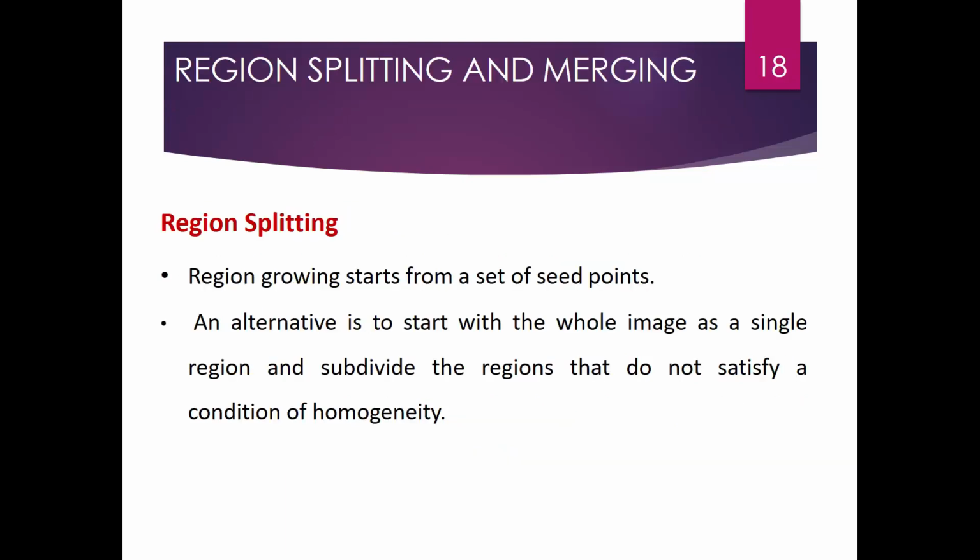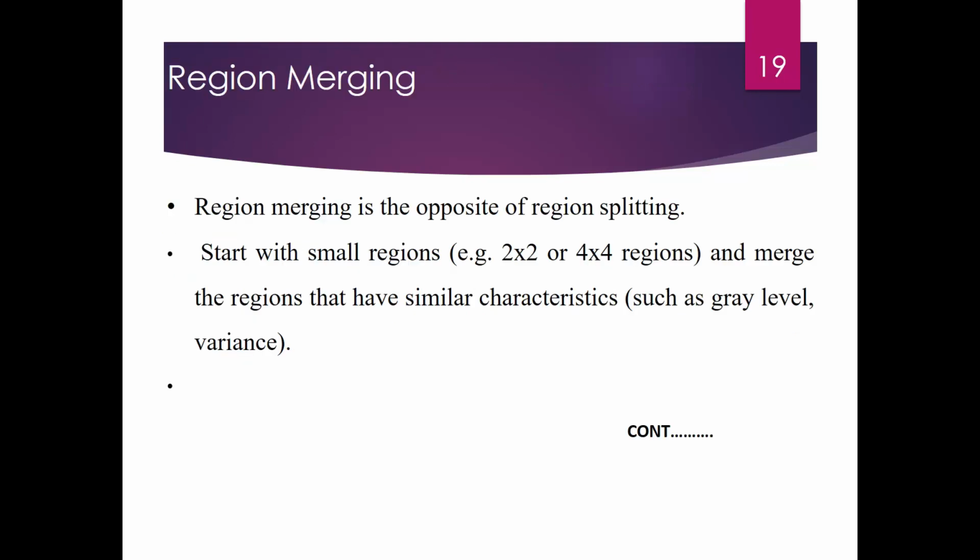Now, the other one is region splitting and merging. Region growing starts from a set of seed points. So basically region growing is a bottom up approach. An alternative is to start with the whole image as a single region and subdivide the regions that do not satisfy the condition of homogeneity. So region merging is opposite to region splitting. Start with small regions and merge the regions that have similar characteristics such as gray level.